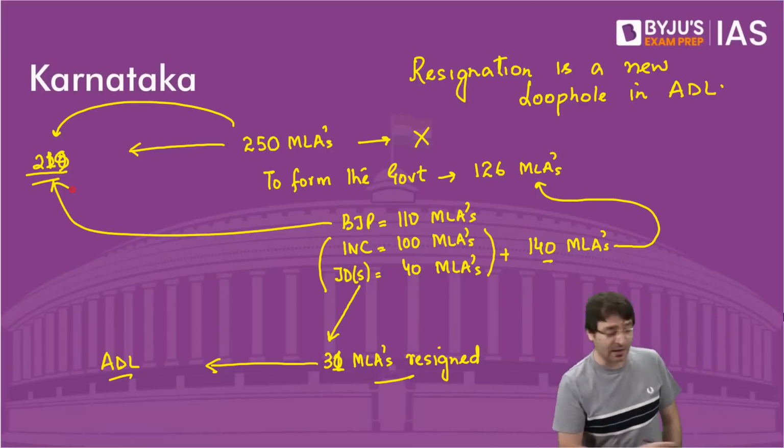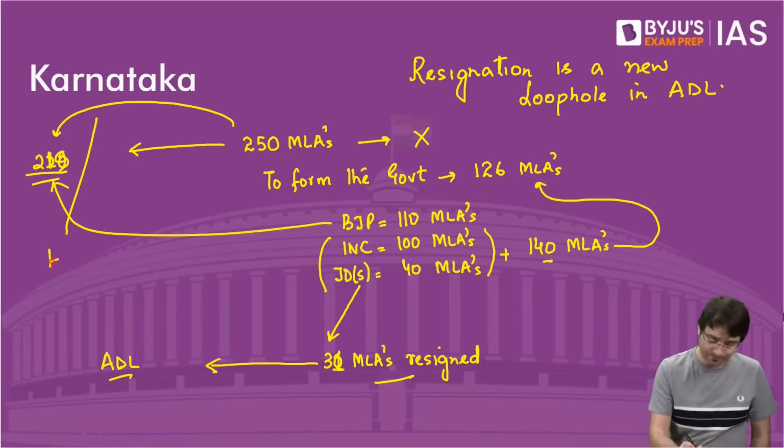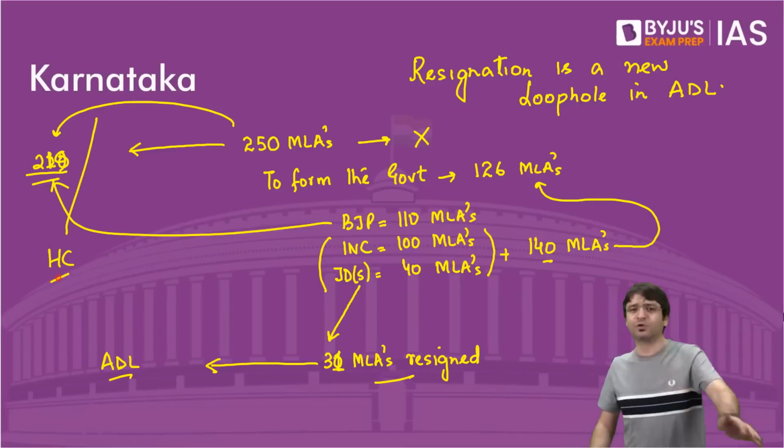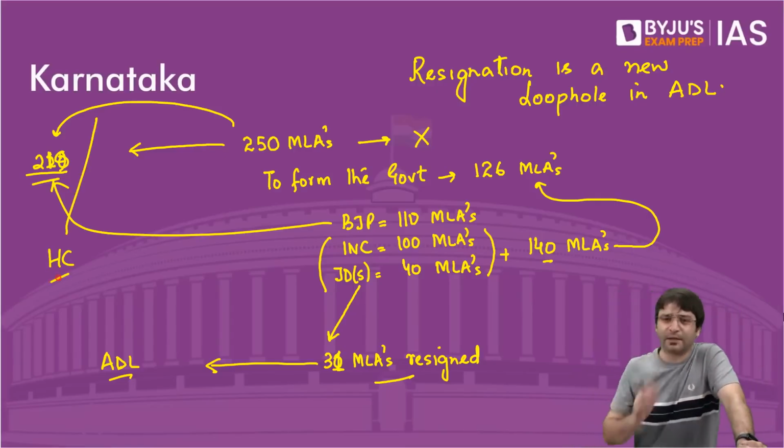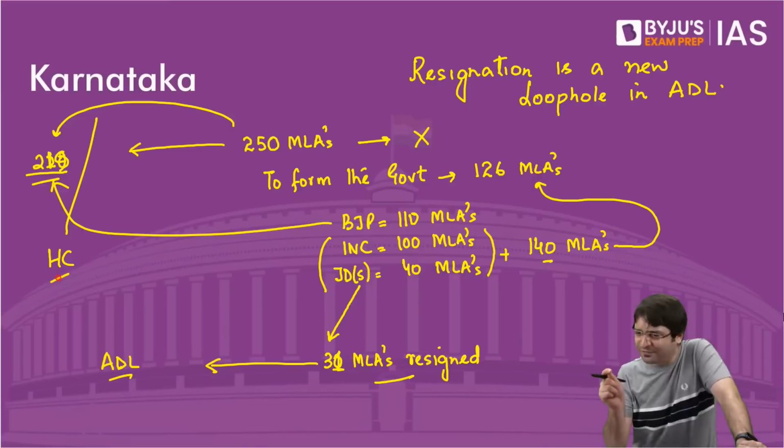Matter went to the Karnataka High Court. Karnataka High Court was told that please do one thing. Said what? This anti-defection law is being used, overused, misused.